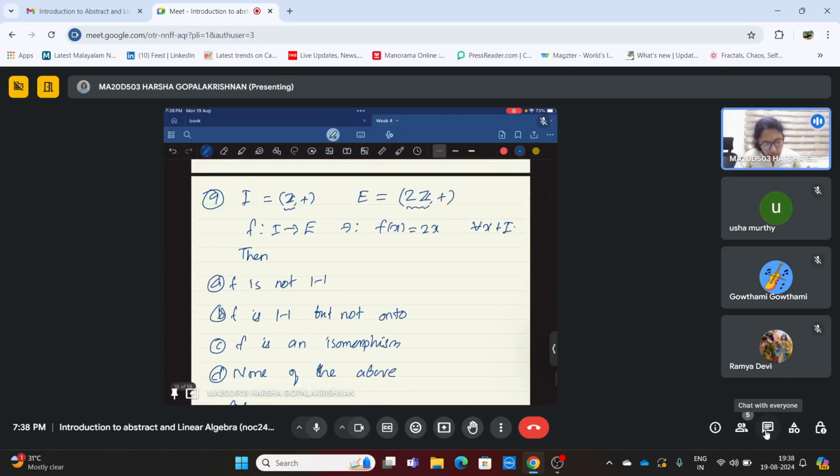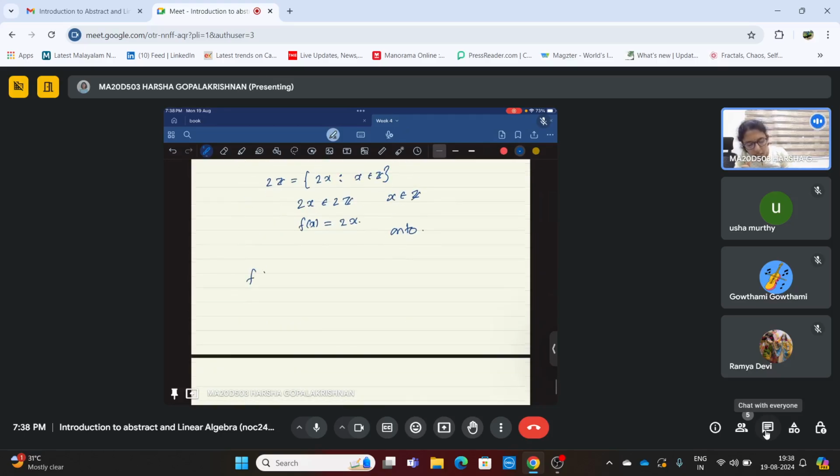Okay, so f is a 1-1 map and an onto map. So A and B are false. Now we need to check whether it is an isomorphism. Isomorphism means it should be 1-1 and onto, plus it should be a homomorphism also. So for that we need to check whether it is a homomorphism or not.